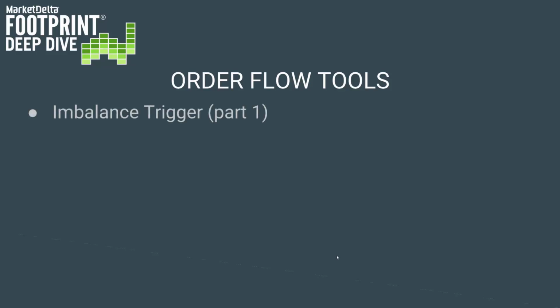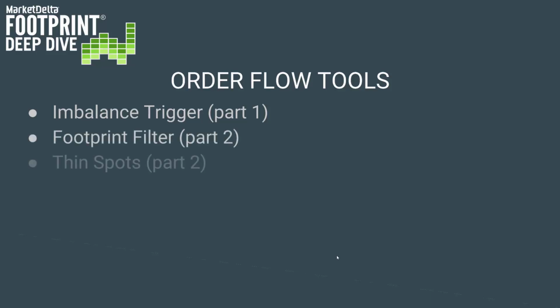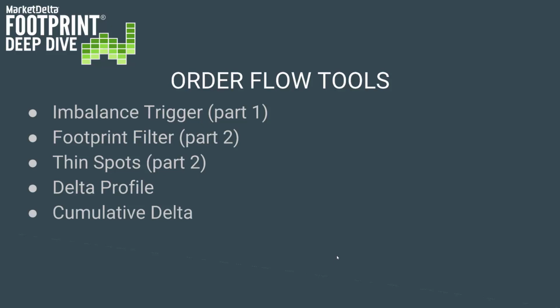The tools are the imbalance trigger. Now, again, this is not an exhaustive list. These are the ones that we're just going to go through, so please keep that in mind. The imbalance trigger, which I'll cover today in Part 1, the footprint filter will be in Part 2. Anthony will cover that. Thin spots, he'll cover that also in Part 2. And then 2 more that we will not be touching on today are the delta profile and the cumulative delta.